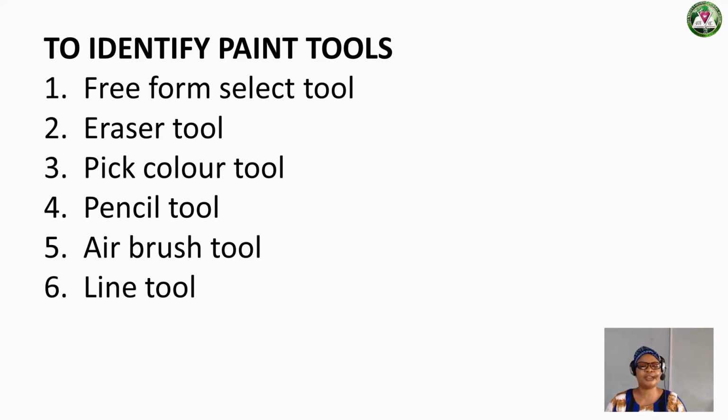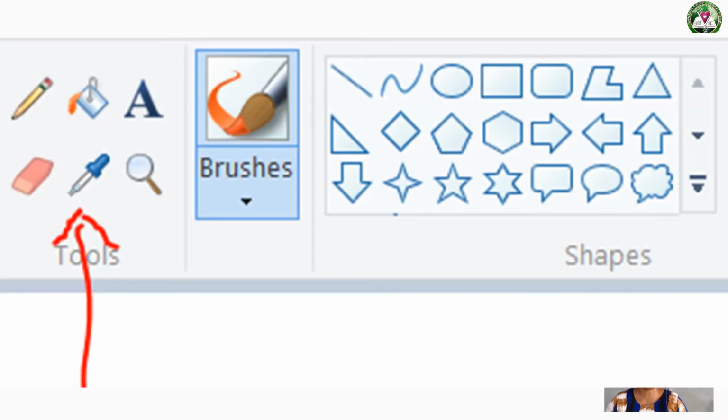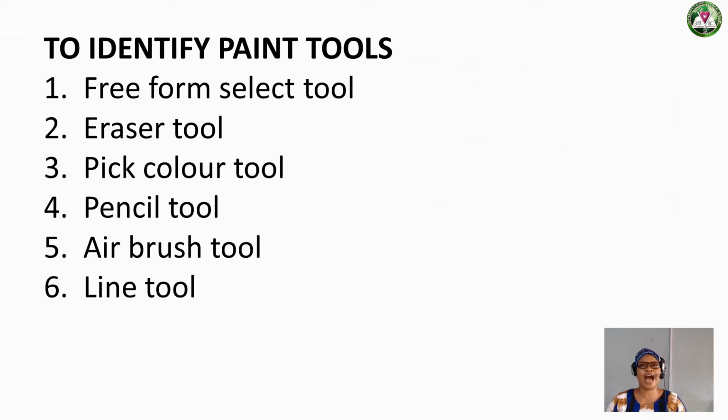The number three is Pick Color Tool. The Pick Color Tool is used to add color to your line. When you draw a line and you want that line to have color, you click on Pick Color Tool and select the color of your choice in the color palette. That line will be in colored form, either red, blue, green, or any one of your choice.